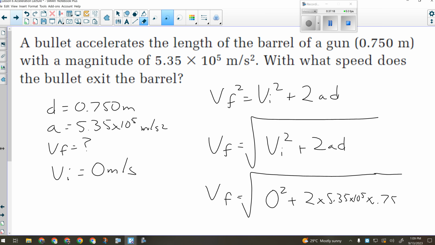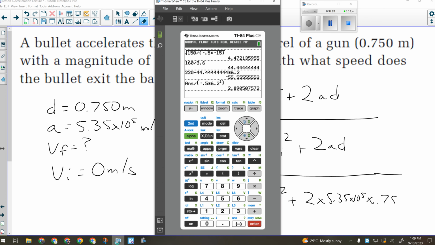So 0 squared plus 2 times the 5.35 times 10 to the 5 times 0.75 meters. So square root of 2 times 5.35 E5 times 0.75. So the bullet exits the barrel of the gun at 896 meters per second.